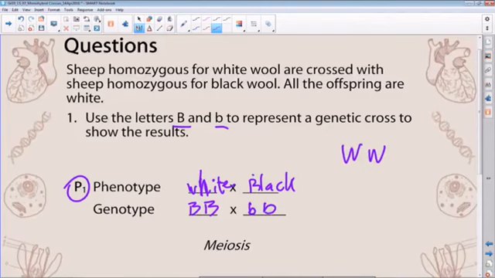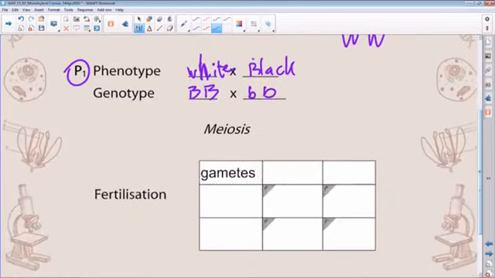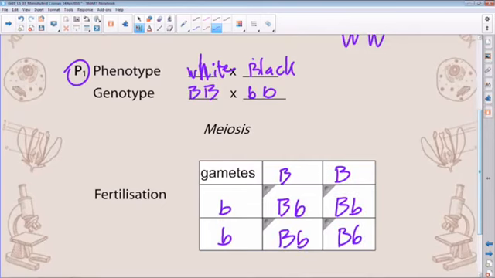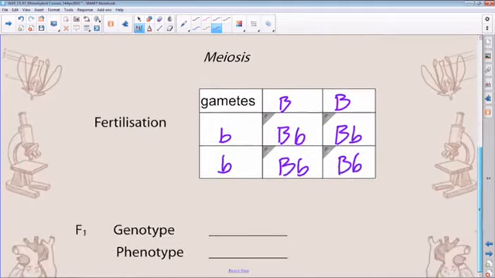Cool. Okay, it went through meiosis and fertilization, and we ended off with the following: big B, small b, and they all ended up with big B, small b, big B, small b, big B, small b, and big B, small b. Which means the genotype was 100% big B, small b, and the phenotype is 100% white. We all understand that. So that is just the F1 generation.